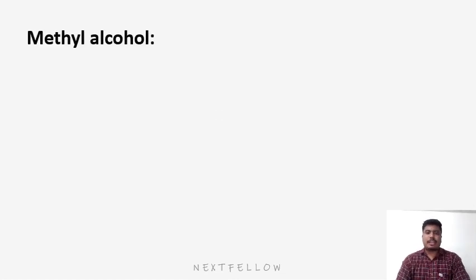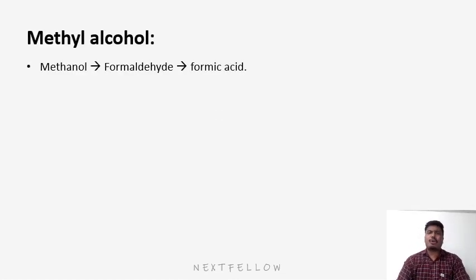Now what is methyl alcohol? It is also known as wood alcohol or methanol. The rate of oxidation is 1/5 of ethanol. Methanol is oxidized by the liver into formaldehyde, which is 33 times more toxic than methanol, and then it is further oxidized into formic acid, which is 6 times more toxic than methanol, which is responsible for the associated metabolic acidosis and retinal toxicity.